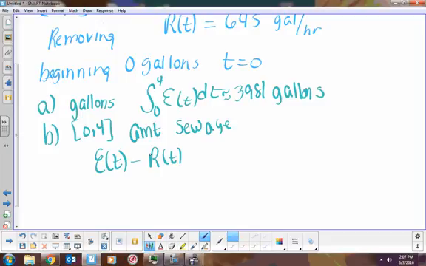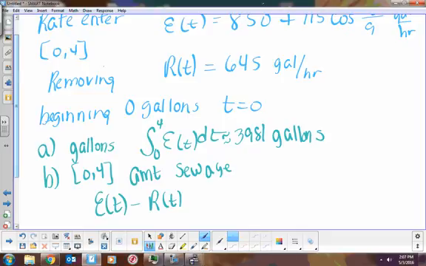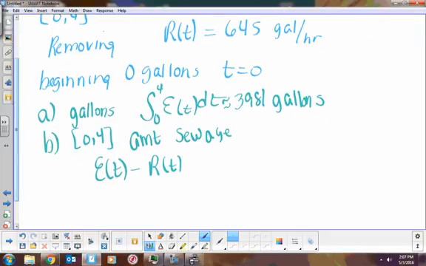My R of t, it's at the top. They would look for that. They would look for that. All right, so anyway, we're dealing with that.